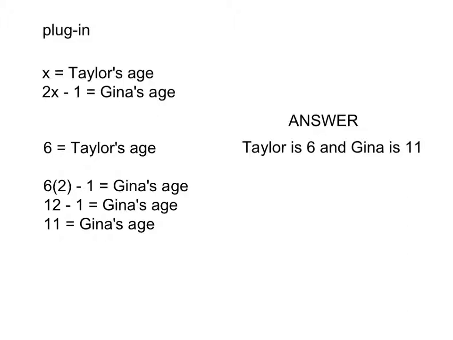So 6 times 2x minus 1. And then we're going to do that. 6 times 2 is 12, minus 1 equals Gina's age. So Gina's age is 11. So our final answer here is Taylor is 6, and Gina is 11.